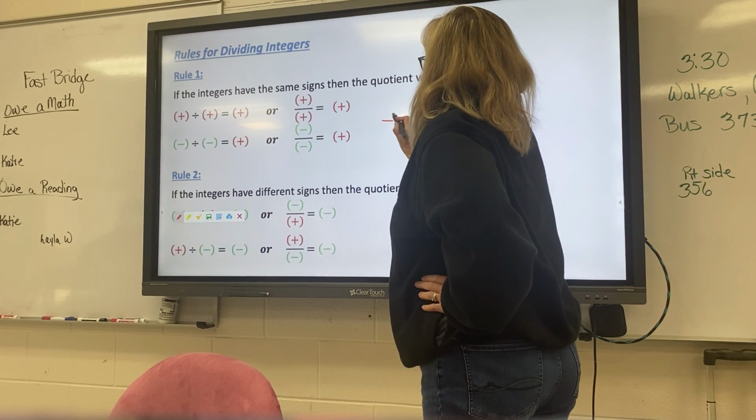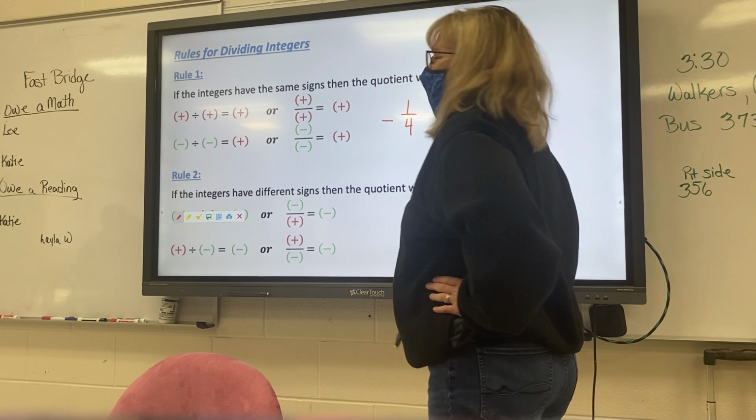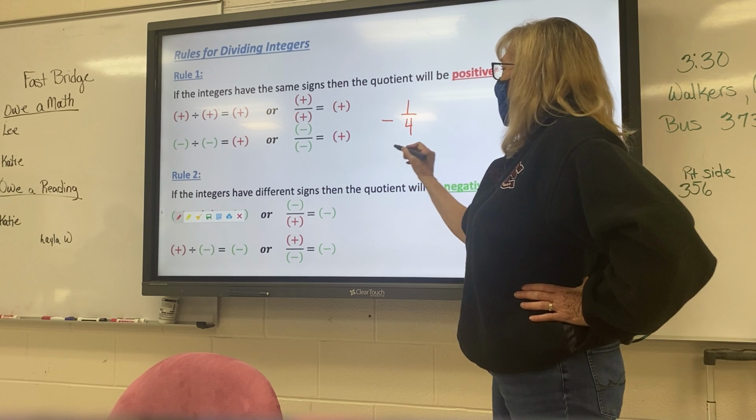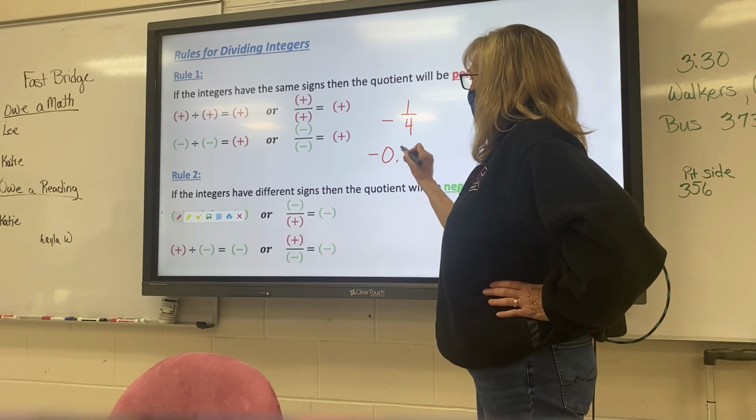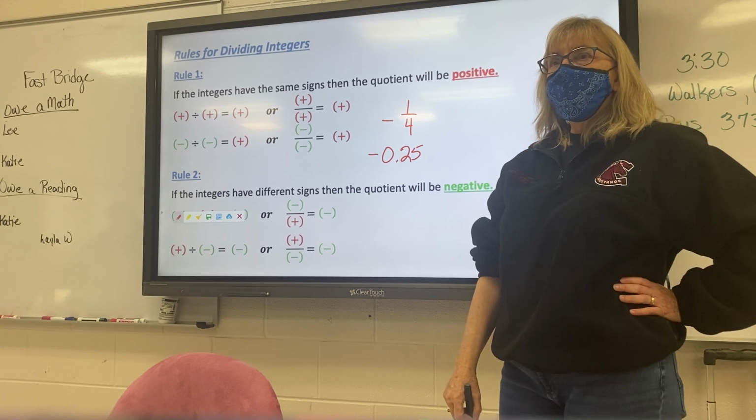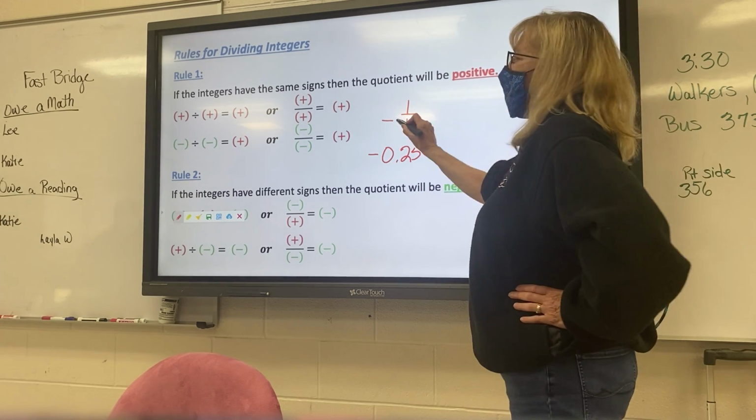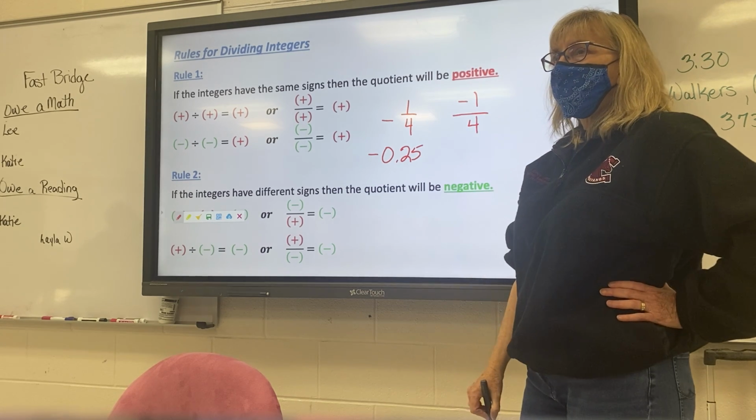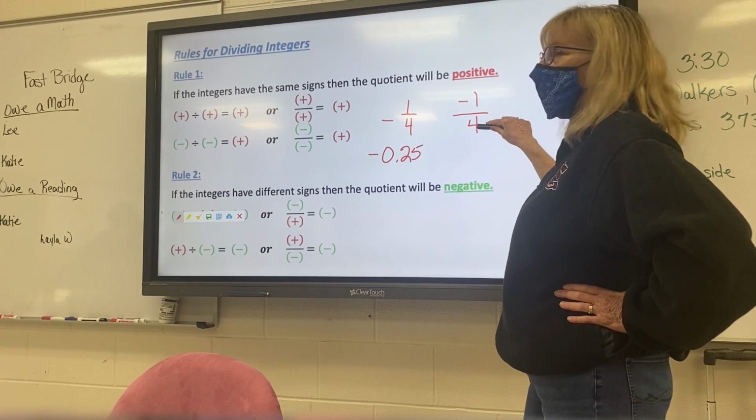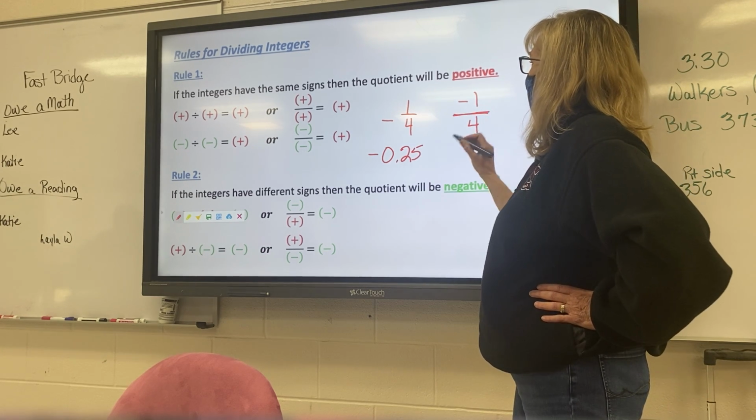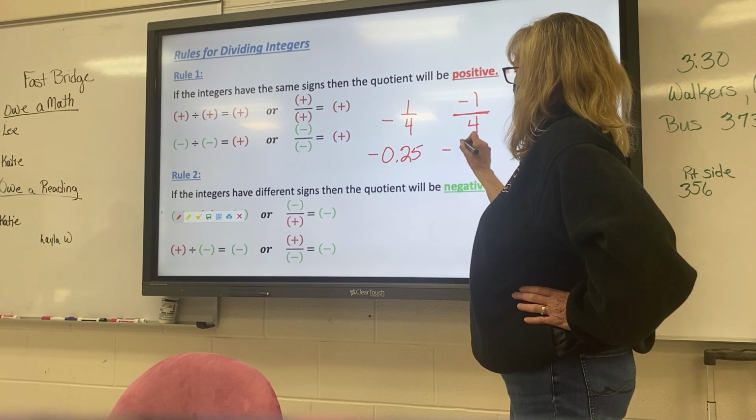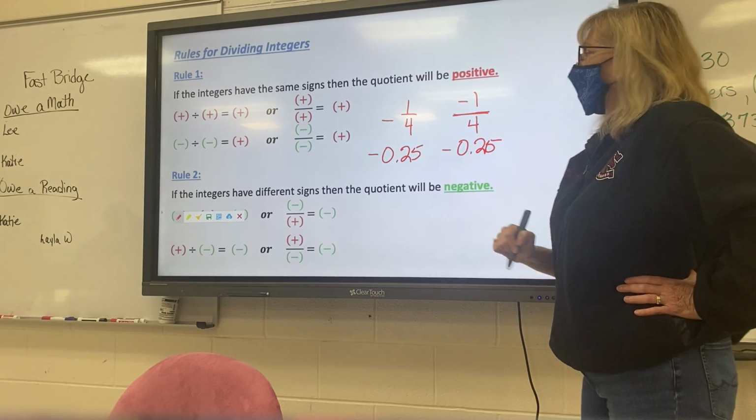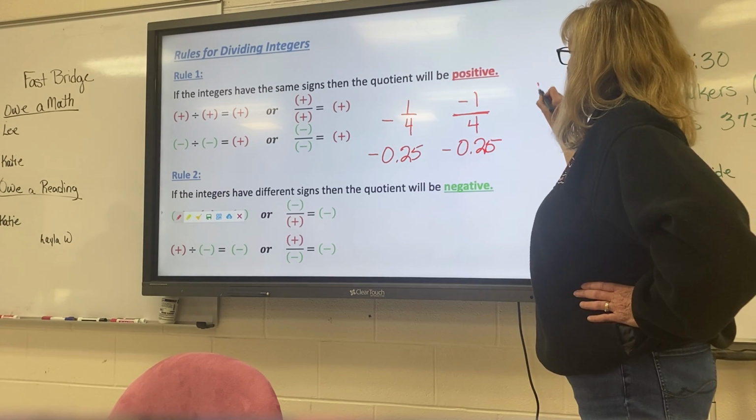If I have negative 1/4, this is saying the opposite of 1/4. If I turn it into a decimal, this would be the opposite of 25 hundredths. Do we agree? Okay. I can also write this as negative 1 over 4. What is a negative divided by a positive? Because remember, this sign means divide. Negative. A negative, and then 1 divided by 4. So do these two equal each other? Yes.